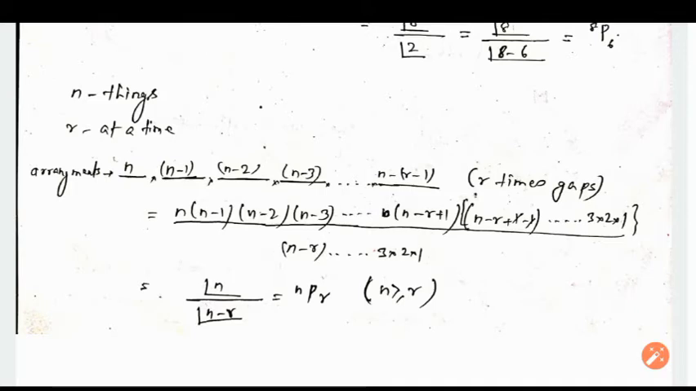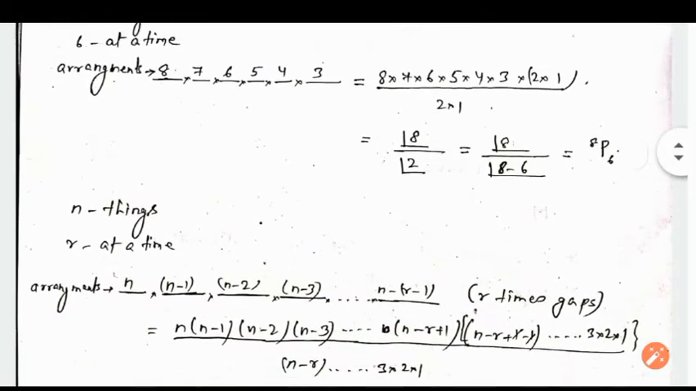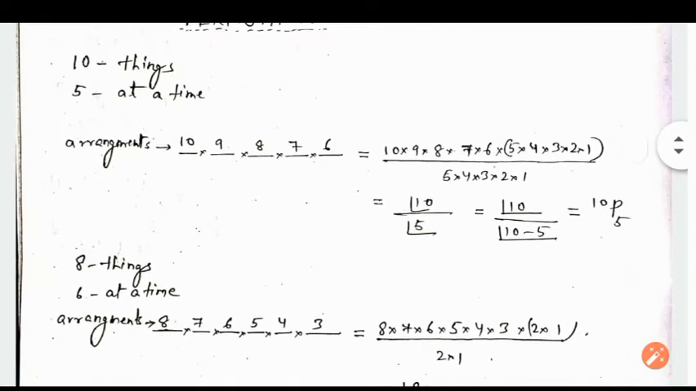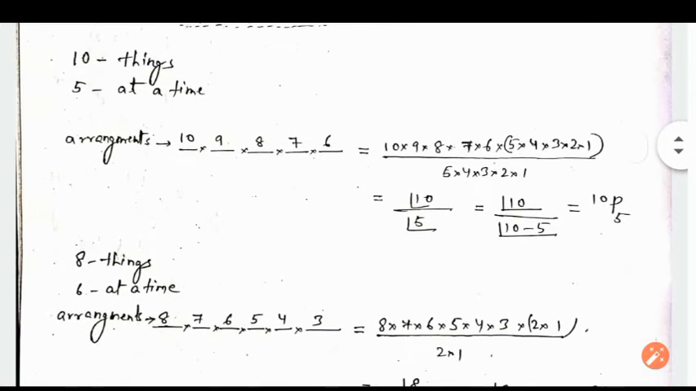Now tell me, what will be the last factor? Can I write this one as n minus of r minus 1? Why? Why r minus 1? That is my question, right? See, you can get the answer by looking at these two examples which I have used here.